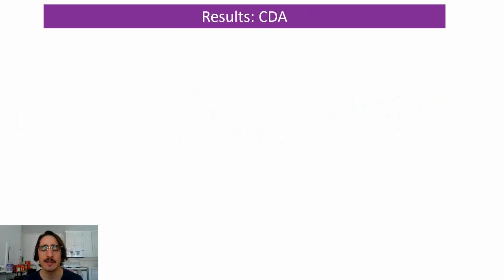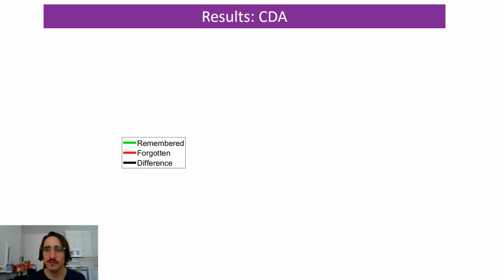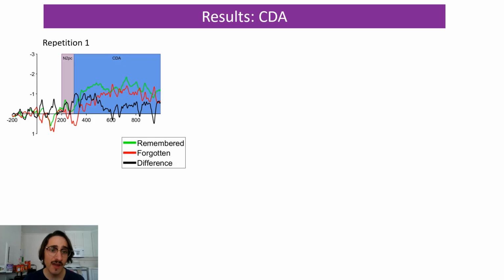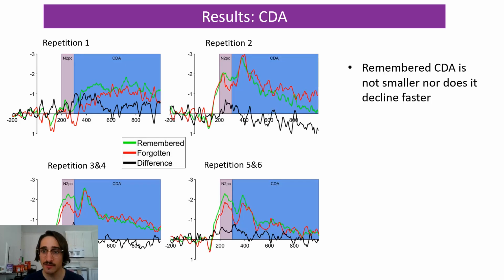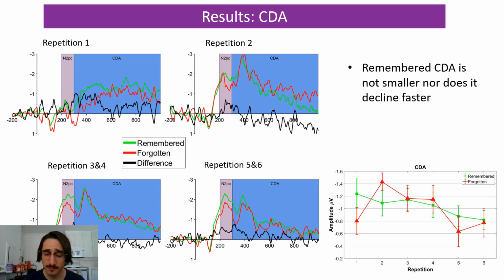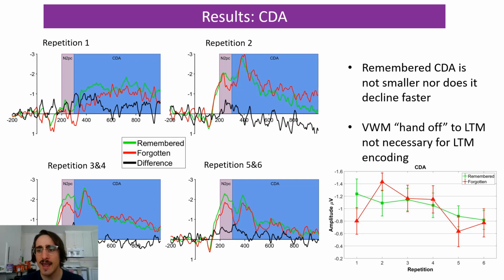So turning now to the ERPs, based on the repeated search literature, what we would expect is that during the training phase, the CDA amplitude would decline faster for images that people later remember. Or, I guess this is not a mutually exclusive pattern, the CDA amplitude could reach a lower overall point for remembered images. But what we found was that the CDA amplitude did not decline faster nor reach a smaller overall point for remembered images. And this suggests that the handoff from visual working memory to some other form of memory does not actually predict a durable form of encoding, which is quite a surprise.